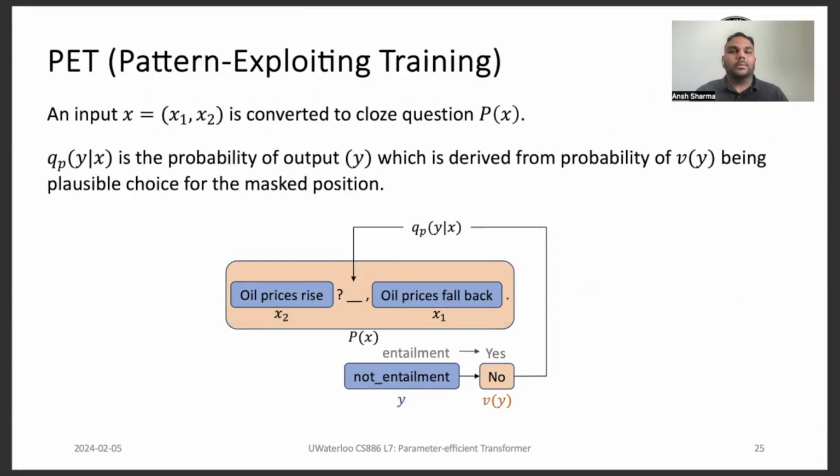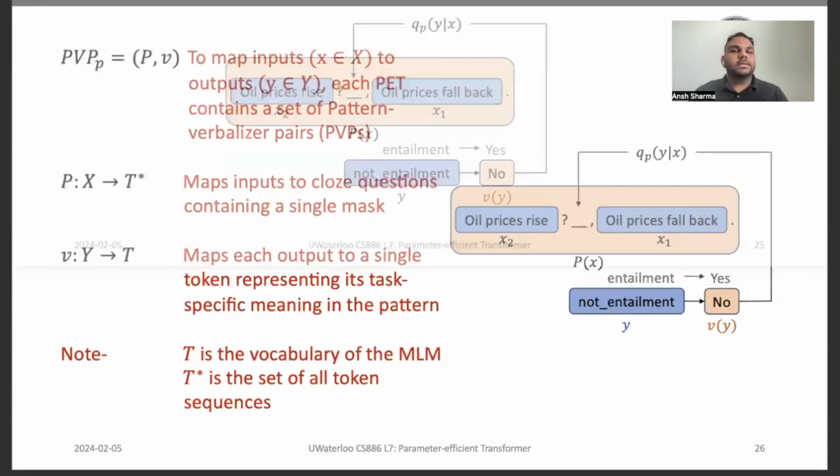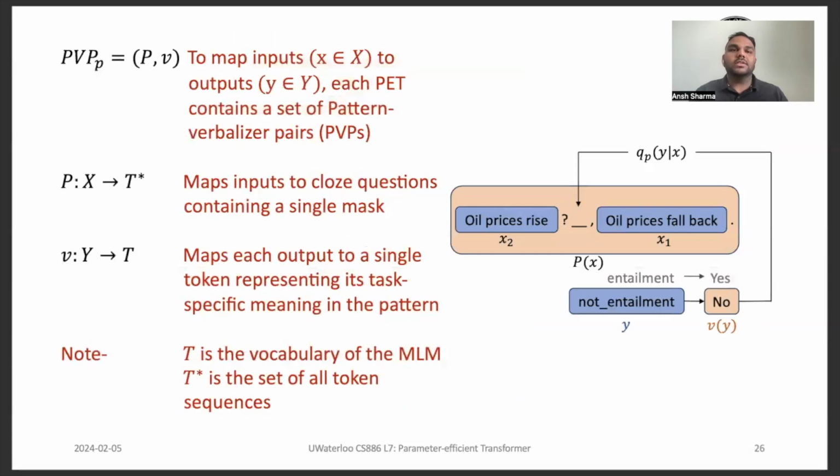PET, or pattern exploiting training. Here an input x1, x2 is converted to a cloze question P(x), and the probability q_p(y|x) is derived for the possible choices of outputs that fit the input to complete the cloze question using a masked language model, or MLM, as given in the example. Here, x1 is "oil prices fall back" and x2 is "oil prices rise." A yes or no needs to fit in the blank space between x1 and x2 to connect these inputs to complete the cloze question. This is done using a pair of pattern verbalizer pairs, or PVPs, which help map inputs to outputs.